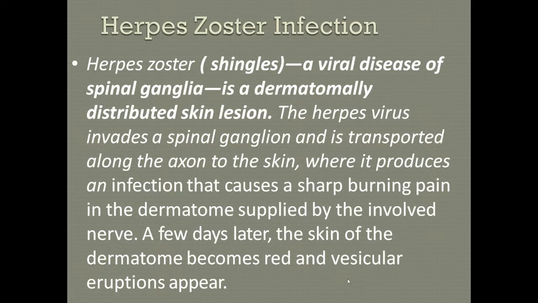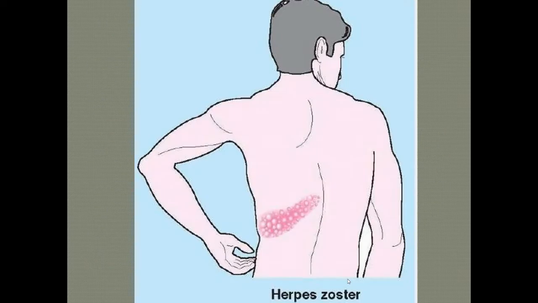Herpes zoster infection is a viral disease of the spinal ganglia. It is a dermatomally distributed skin lesion, and the herpes virus invades the spinal ganglion and is transported along the axon to the skin, where it produces an infection that causes a sharp burning pain in the dermatome supplied by the involved nerve. A few days later, the skin of the dermatome becomes red and a vesicular eruption appears.